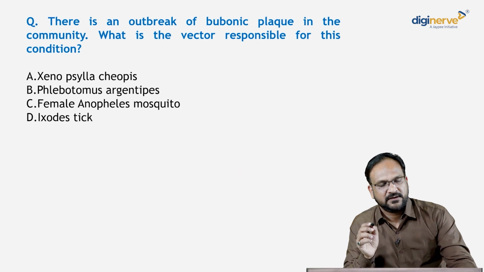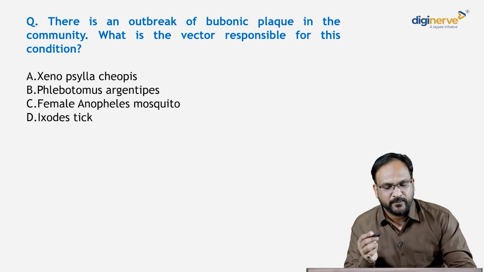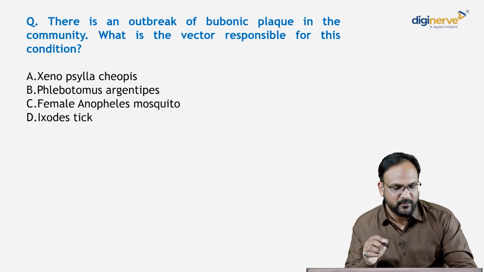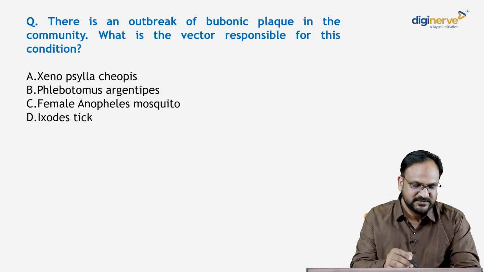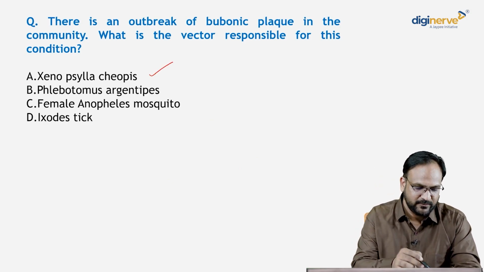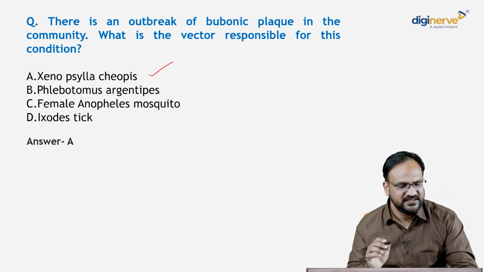The next question is, there is an outbreak of bubonic plague in the community. What is the vector responsible for the condition? It is a very simple, easy question. The vector of bubonic plague is Xenopsylla cheopis. So option A is the correct answer. It is a very easy question.